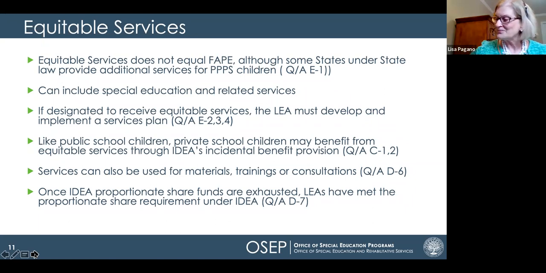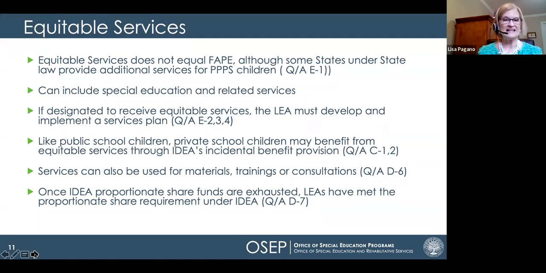Under state law, states can choose to have homeschool children be considered parentally placed private school children. Not every state does that. In some states, they do say, okay, we're going to consider the population of children who are being homeschooled as parentally placed private school children. In that case, they need to be counted.